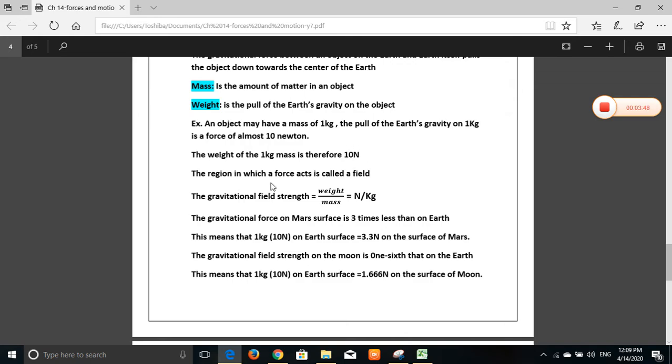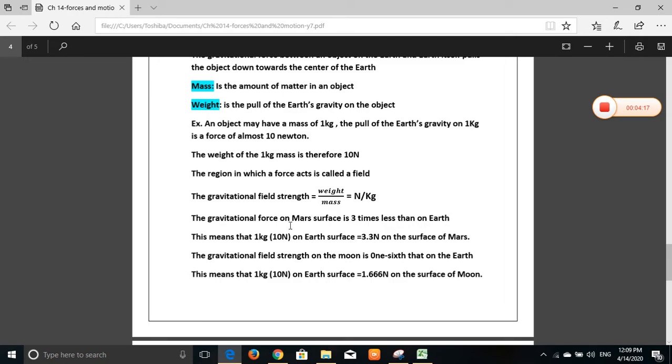The region in which a force acts is called a field, like a magnetic field. The gravitational field strength equals weight over mass, so Newton, the standard unit of weight, over kilogram, the standard unit of mass. Always the mass is measured in kilograms, not grams. The standard unit of mass is the kilogram, don't forget, and the standard unit of weight is the Newton.